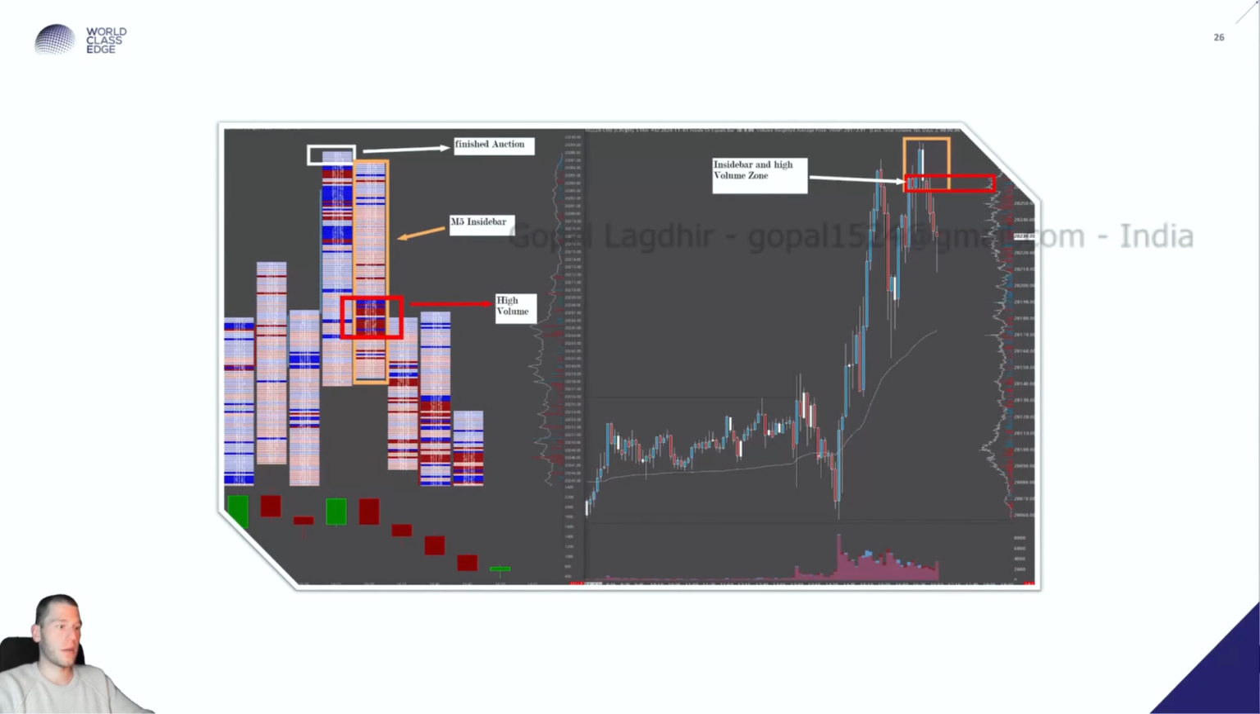So, another example, we have a finished auction, which is our first indication that we have a strong high. In general, we are in an uptrend. And if we are in an uptrend, we have one lower close, but we have another higher close, higher close, higher close, higher close. Our first resistance line is over here.